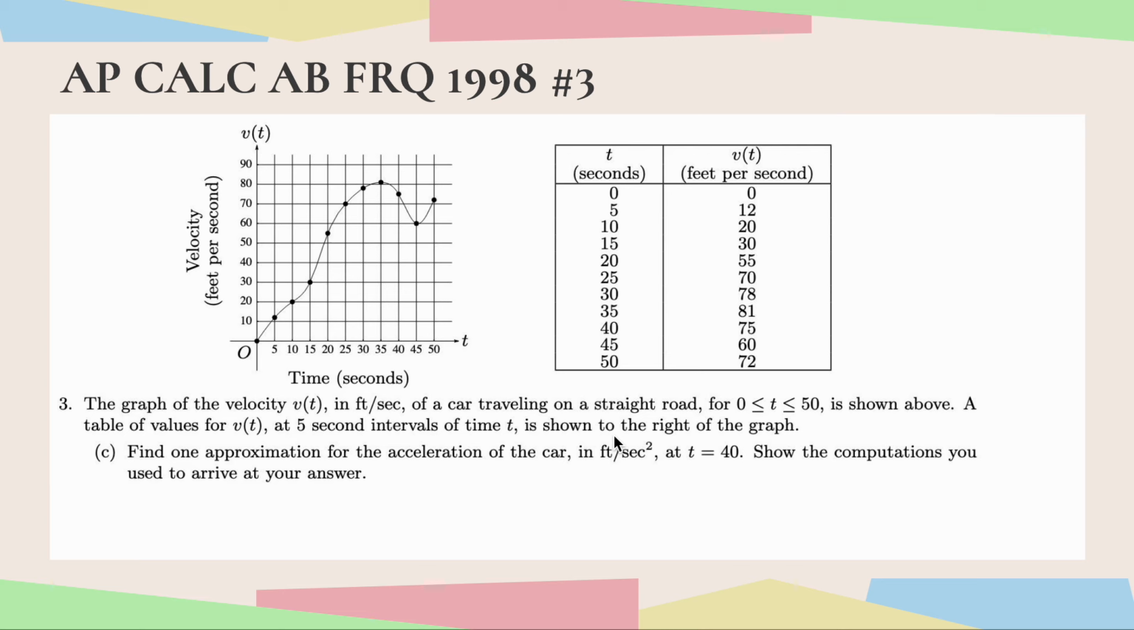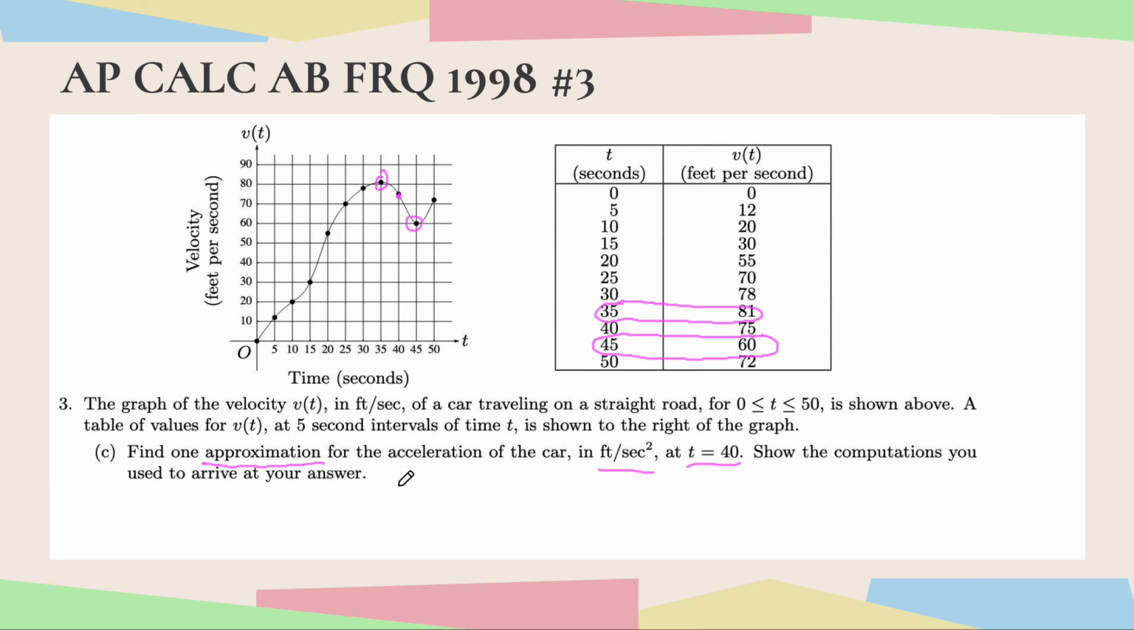This one says, find one approximation for the acceleration of the car in feet per second squared at t equals 40. Show the computations you use to arrive at your answer. Okay, so this says one approximation because you can pick different points surrounding 40 to get an approximate slope. So we are looking at this point here. So I'm going to choose these 2 points, but really there's multiple points that you can choose. I like to just kind of evenly space into it that way. So I'm going to pick this point, 35, 81, and I'm going to pick this point, 45, 60.